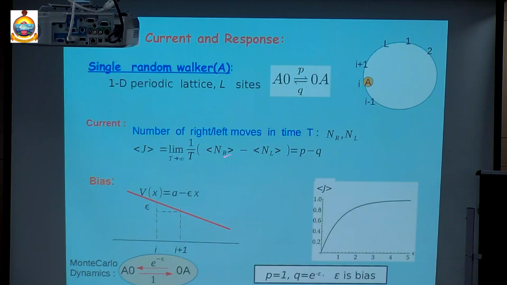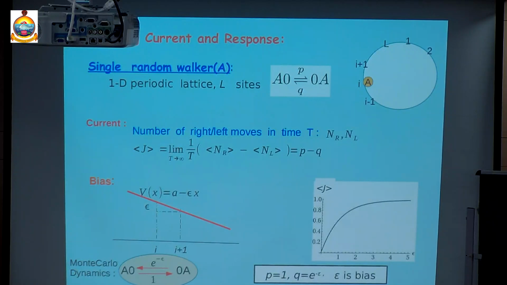So now the current in this system, because this is just a single particle moving round and round, it will be everywhere. The probability that it is anywhere is the same, equal probability. So the current is the number of right jumps, which is time t times p, and similarly left jumps is t times q. So if you just calculate, the current will be just p minus q. Then you have to plot p minus q: put p equal to 1, q is e to the power minus epsilon, and p minus q is 1 minus e to the power minus epsilon versus epsilon. This is a function like that, it's increasing. Great, that's what we want to calculate many more times.